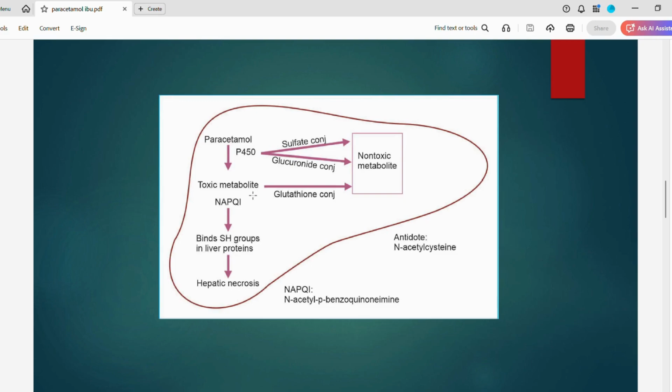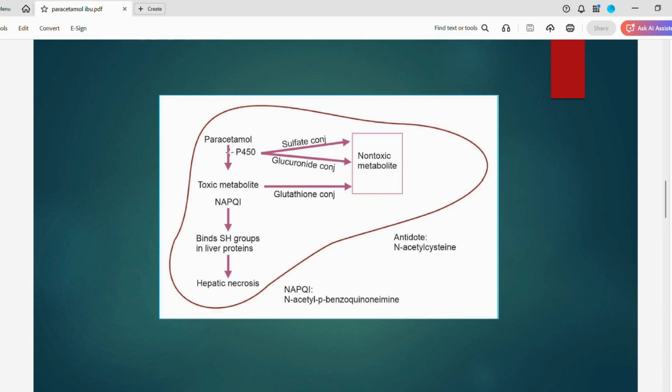Okay, so here is a normal metabolism. Paracetamol, in the presence of cytochrome P450, with sulfate conjugation and glucuronide conjugation, gets transformed into a non-toxic metabolite, whereas this also non-toxic metabolite, with the glutathione conjugation, gets converted into a non-toxic metabolite.